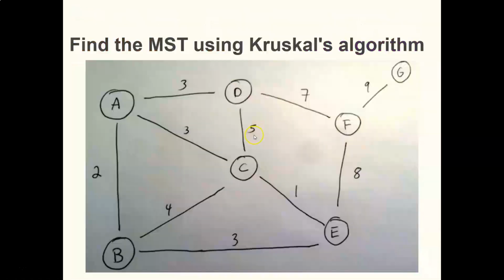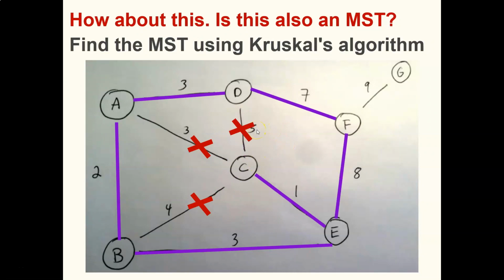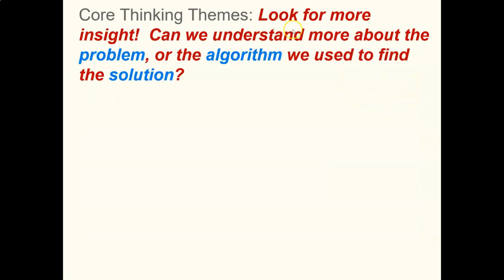Like that. Find the minimum spanning tree using Kruskal algorithm for this one. I think it's easy. Yeah. This is also a minimum spanning tree. 2, 3. Don't form a cycle. This will form a cycle. Why? Because you see, yeah. This also forms a cycle. Again, this one a cycle. And which one? This one, obviously. Yeah. Look for more insight.